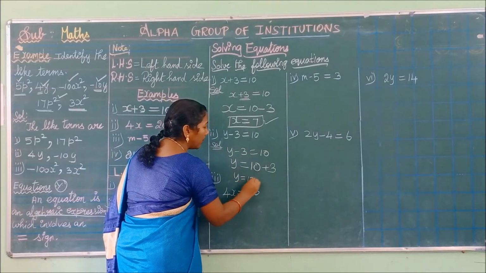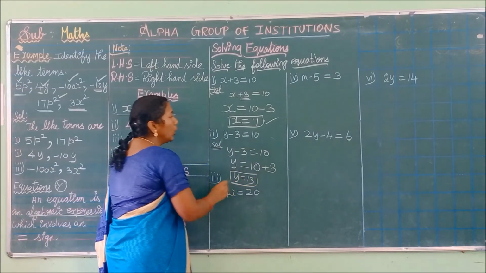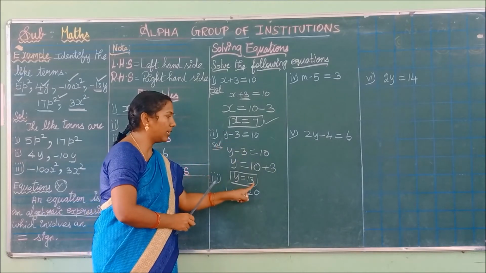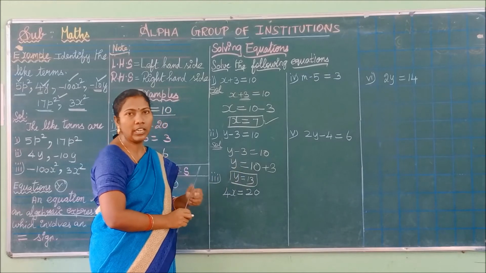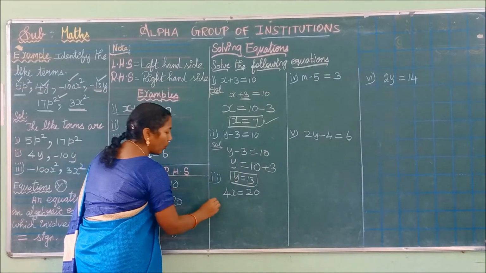y = 10 + 3, 13. So if you subtract 3 from 13, you get the answer 10. Thus the value of y is 13. Do you understand, children? See the next one.